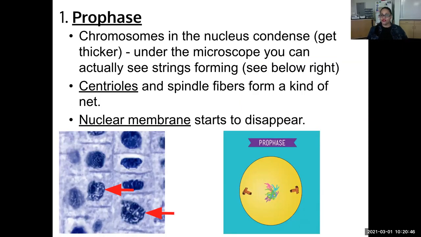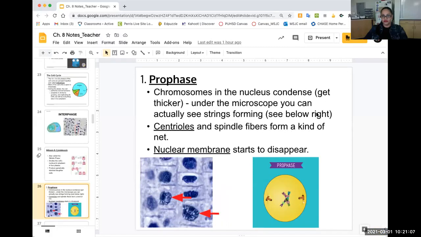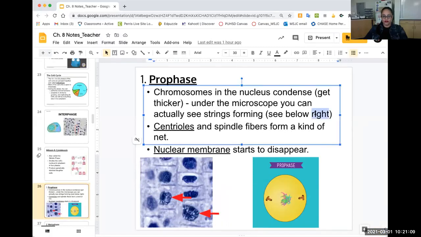Prophase: chromosomes in the nucleus condense, or get thicker under the microscope. You can actually see strings forming. Centrioles and spindle fibers form a kind of net, and the nuclear membrane starts to disappear.